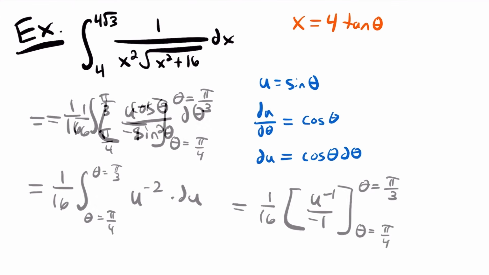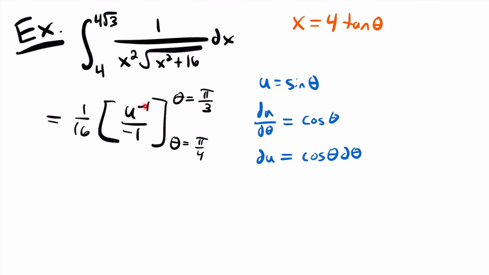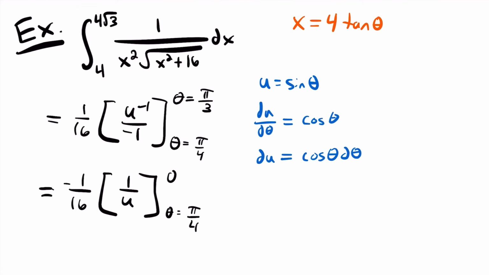Now if I clean up my work, we can rewrite u to the negative first power to just be 1 divided by u if we move that to the denominator so that that exponent is positive. And then we can pull this negative out front. And so this will be equal to negative 1/16 times 1 divided by u evaluated from theta is equal to pi divided by 4 to theta is equal to pi divided by 3. And now what we can do is replace u with what we set it equal to, which is sine theta. And so if I do that, we will have 1 divided by sine theta. And now we can evaluate this expression at our bounds of integration.